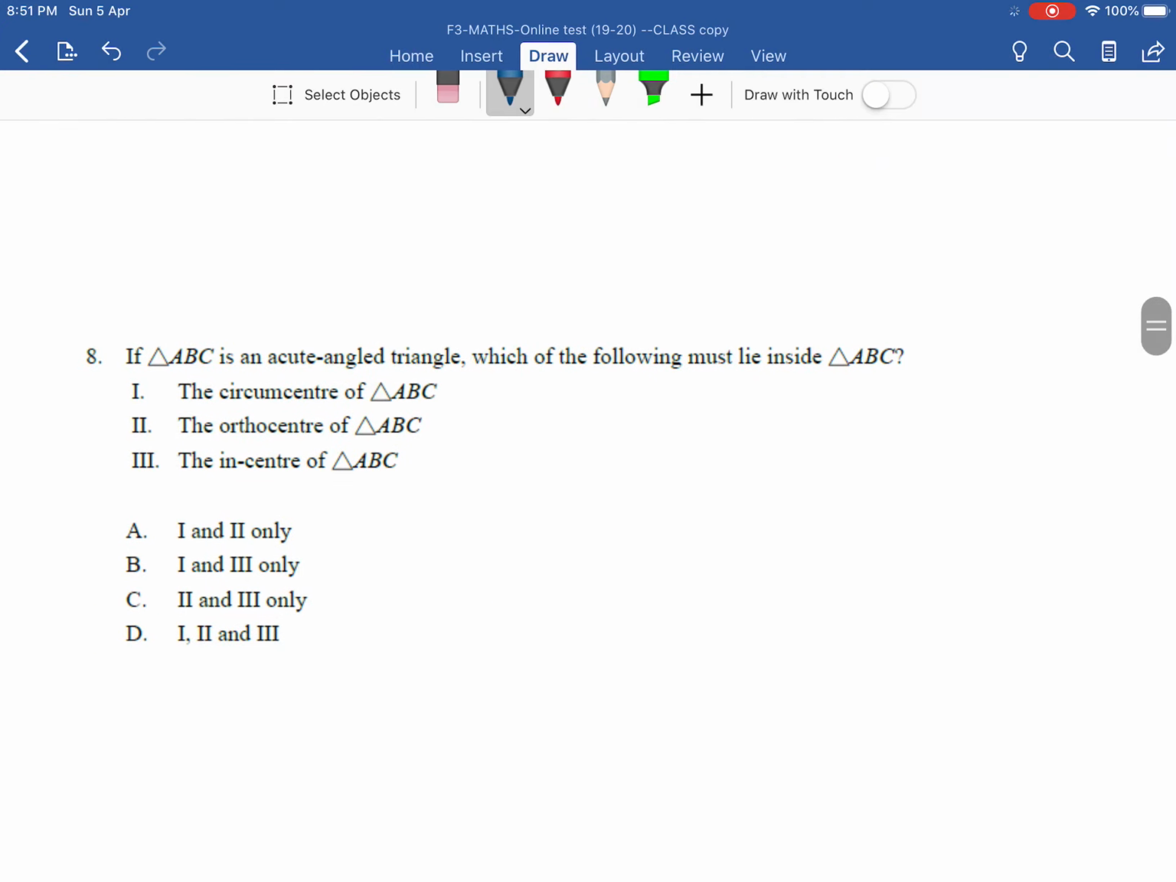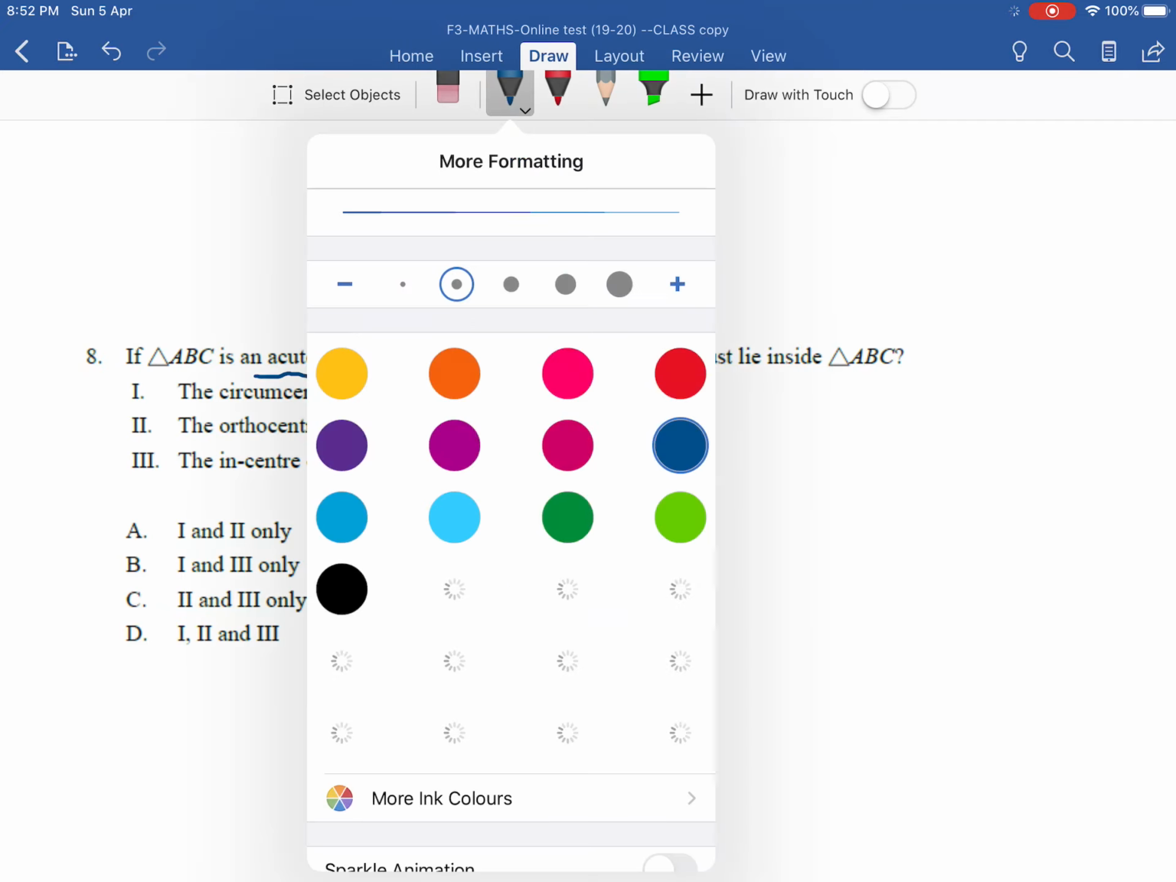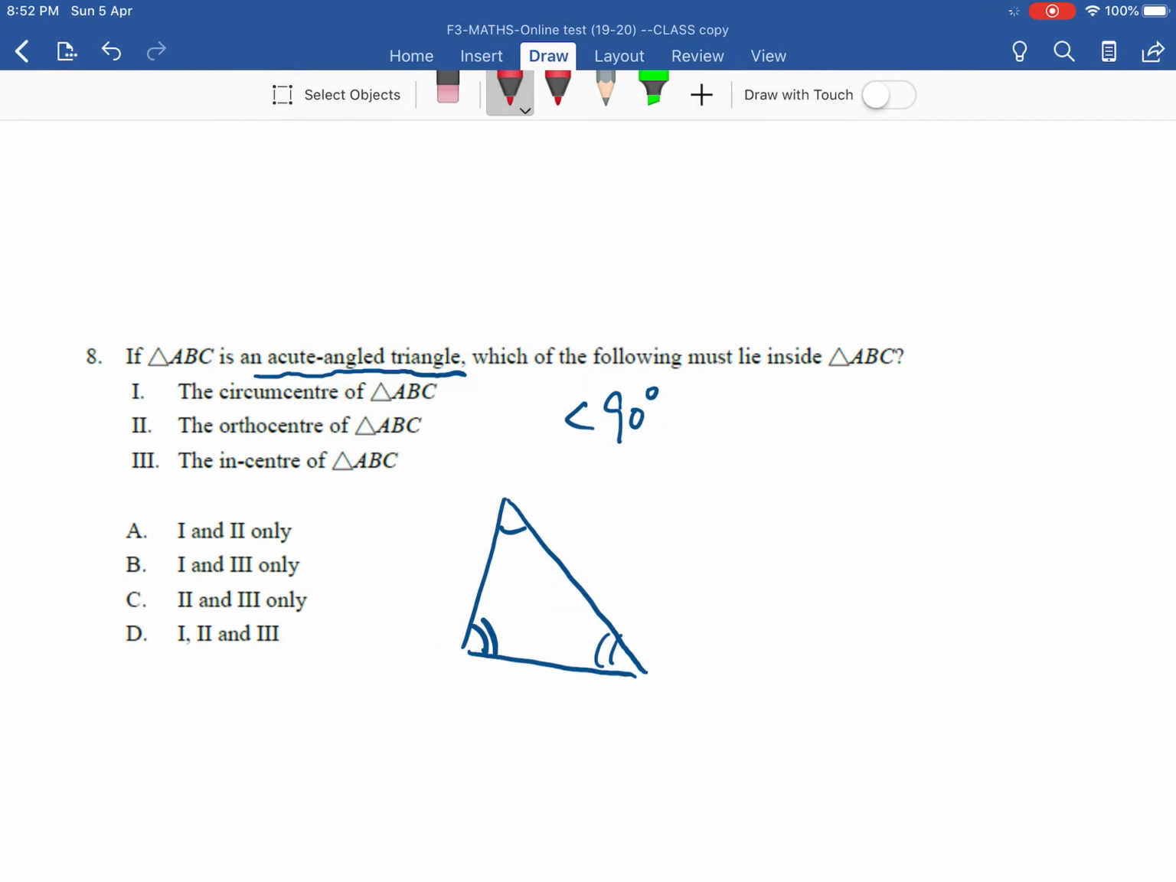And question 8 is a little bit difficult for some of the students because they do not know this word, acute angle triangle. Acute angle triangle means that every angle is less than 90 degrees. So this is an acute angle triangle. And what is not an acute angle triangle? You can draw it like this. This is not an acute angle triangle, because this is greater than 90 degrees.